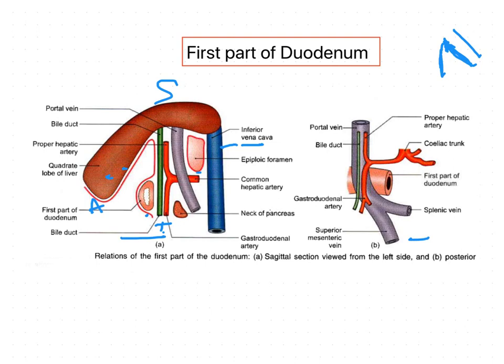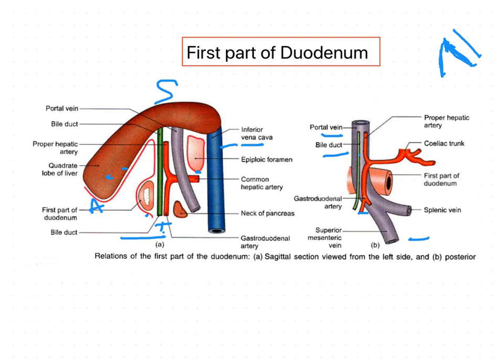And actually here, this is the epiploic foramen, which is the opening between the greater sac and the lesser sac. Posteriorly it is also related to the bile duct. Here you can find the bile duct, portal vein, and the gastroduodenal artery. So these are the relations on the posterior aspect.